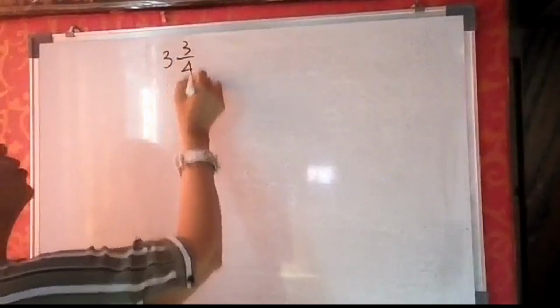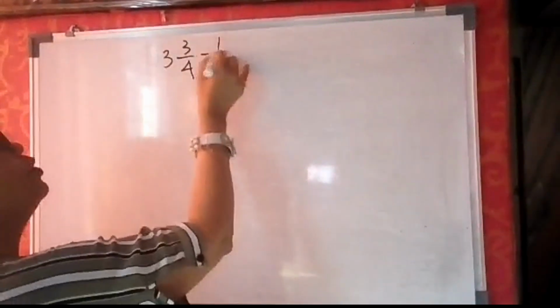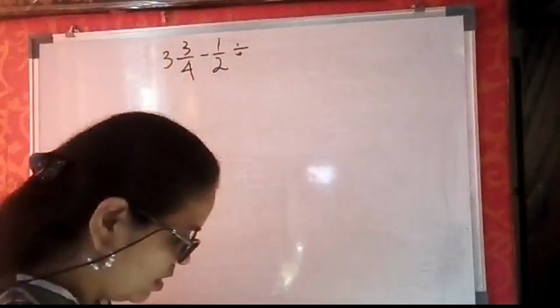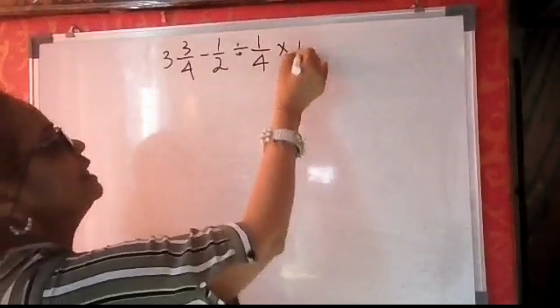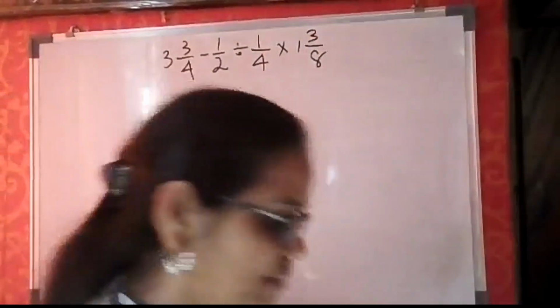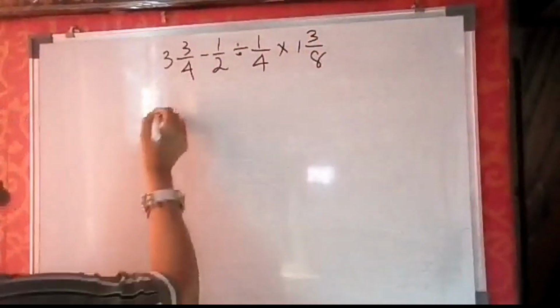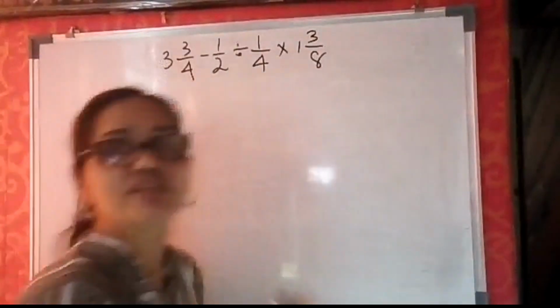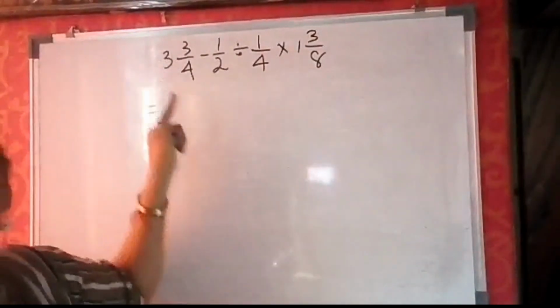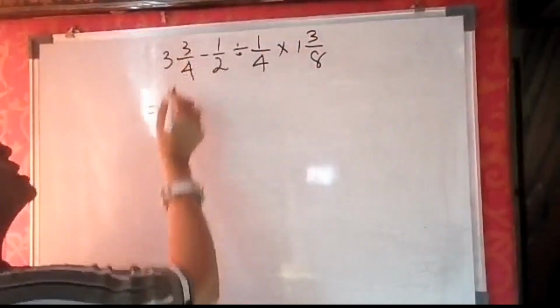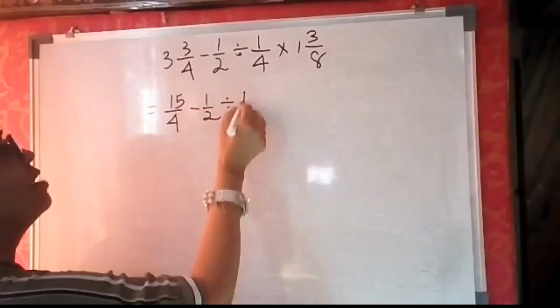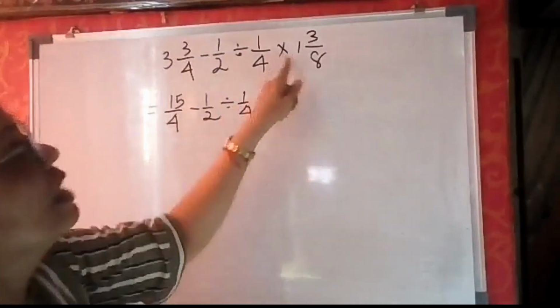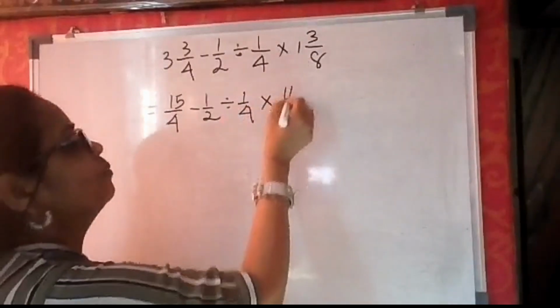Now from that, one is 3 integer 3 upon 4 minus 1 upon 2 divided by 1 upon 4 multiplied by 1 integer 3 upon 8. We have done this type of sum recently. Just check it. What is the first step? Bring it to improper fractions. 3 4s are 12 plus 3, 15 upon 4 minus 1 upon 2 divided by 1 upon 4 multiplied by 1 8s are 8 plus 3, 11 upon 8.